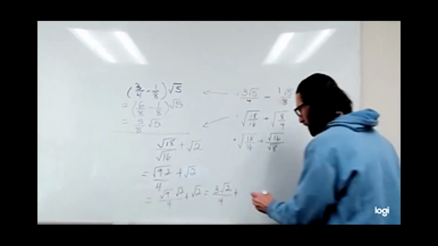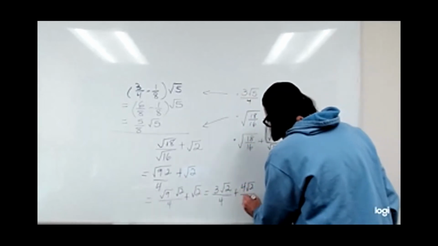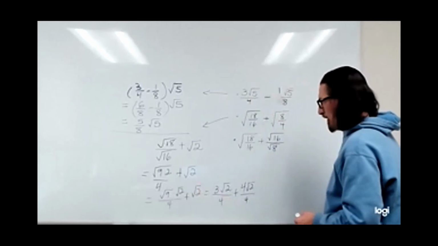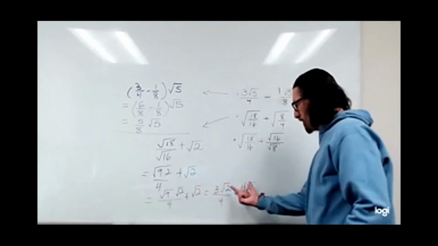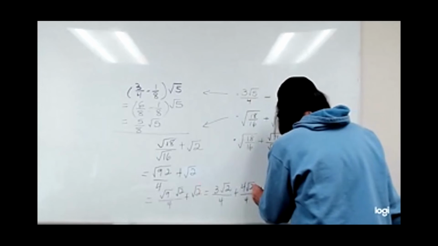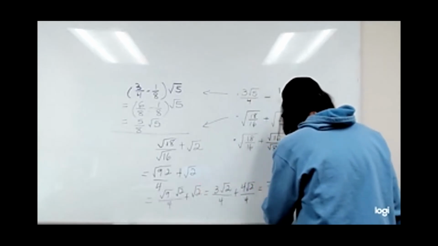Get a common denominator. That was just a 1 square root of 2 on that. And finally, we've got the same denominator. We've got like radicands. So add across the numerators. 7 square root of 2 all over 4.